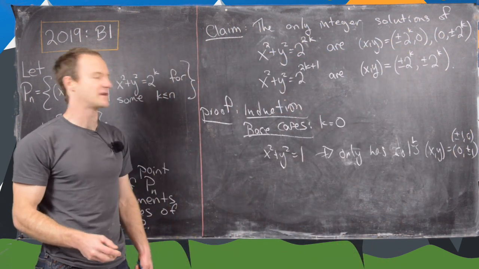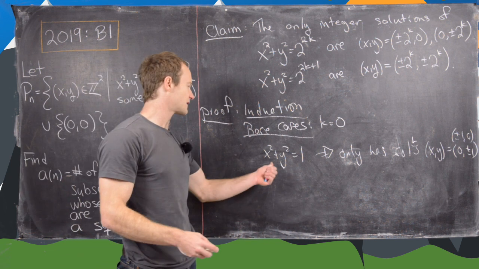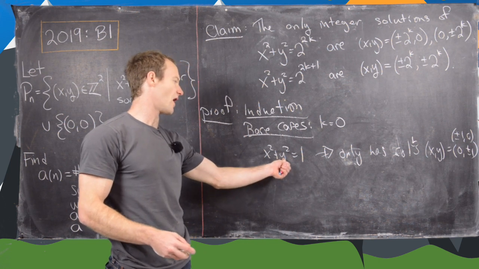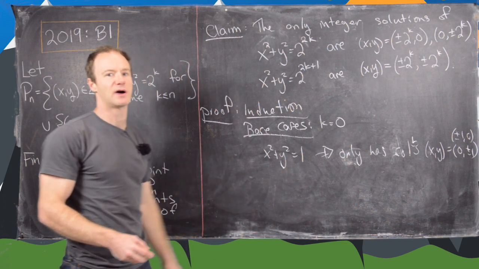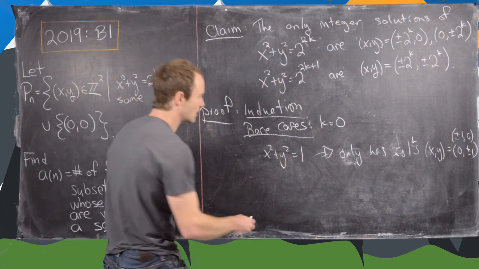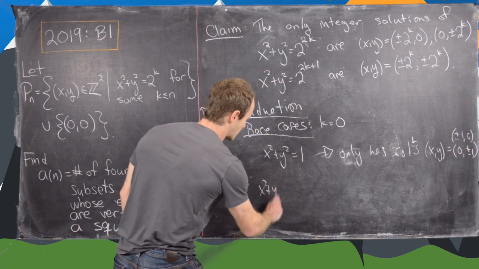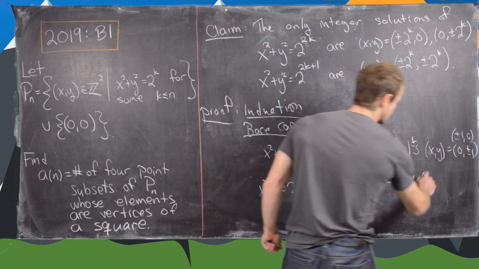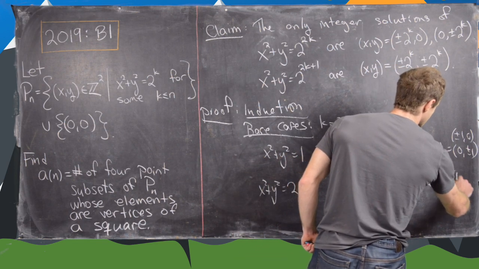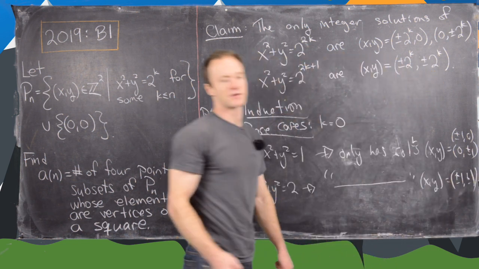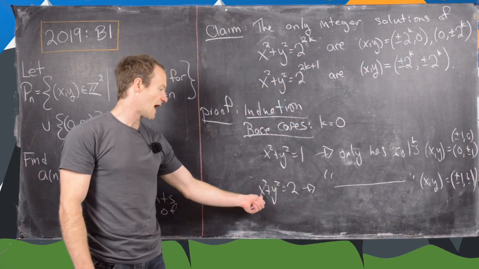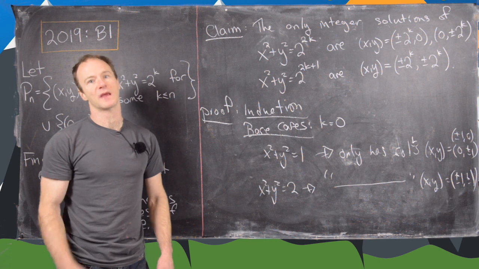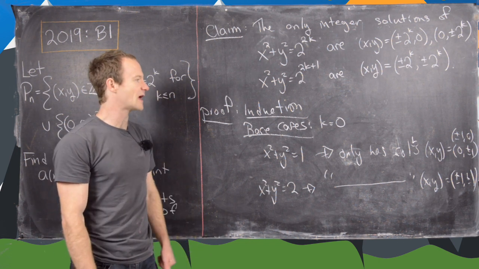It's clear that those are the only solutions, because any other solution would bring you to a number larger than 1, which means the other term would need to be negative, but that's impossible if these are integers. Okay, good. And then our other base case is x squared plus y squared equals 2. Again, that only has integer solutions (x, y) equals plus or minus 1 for a similar reason. If x or y are bigger than 1, then that would make the other term imaginary by necessity. So we have our base case.